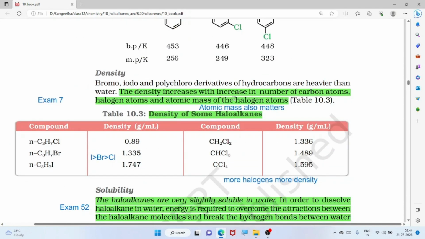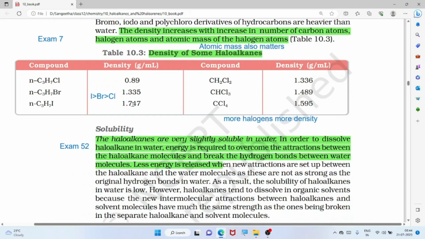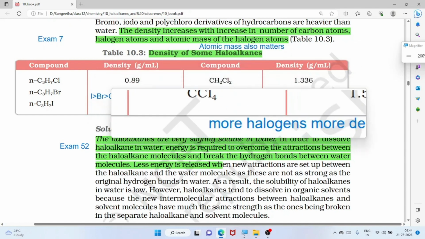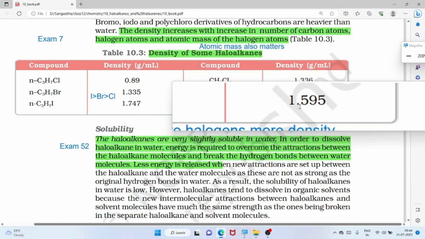The density increases with increasing number of carbon atoms, halogen atoms and atomic mass. See here, iodine has more density than bromine, than chlorine. So the more halogen atoms attached, the more density. Here, see 4 halogen atoms, 3 and 2. So the one with 4 halogen atoms has more density.